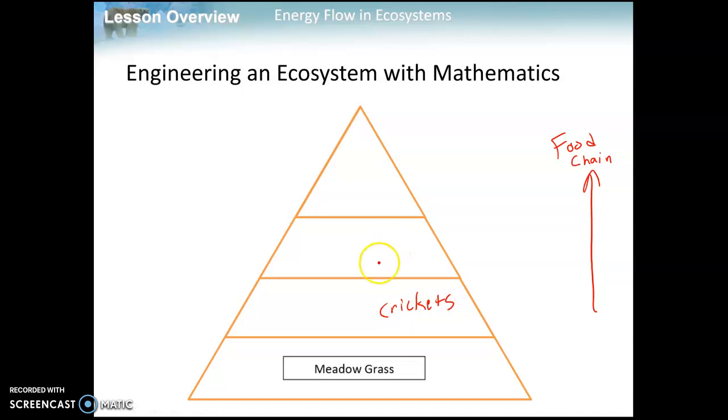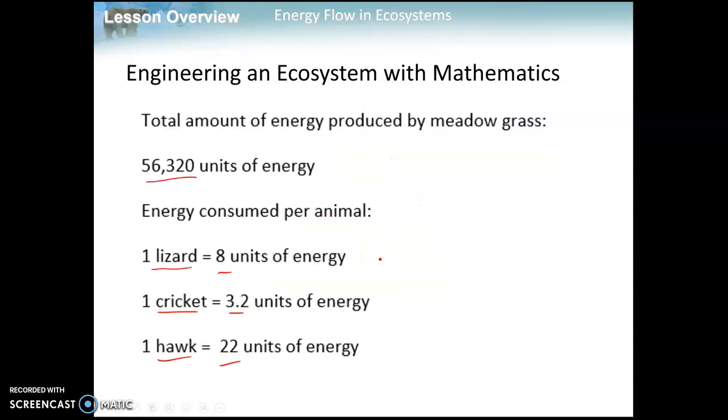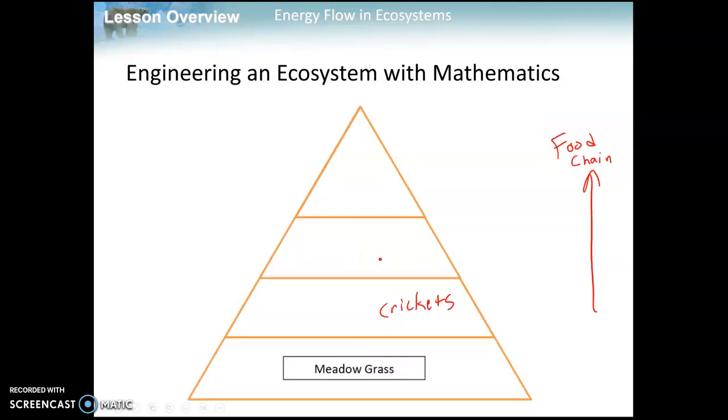What eats crickets in my list? Well, if I look back, my choices are lizards or hawks. So lizards seem to make the most sense there. They're not using as much energy as the hawks are, so they must be pretty small lizards. And then our hawks would sit on top.